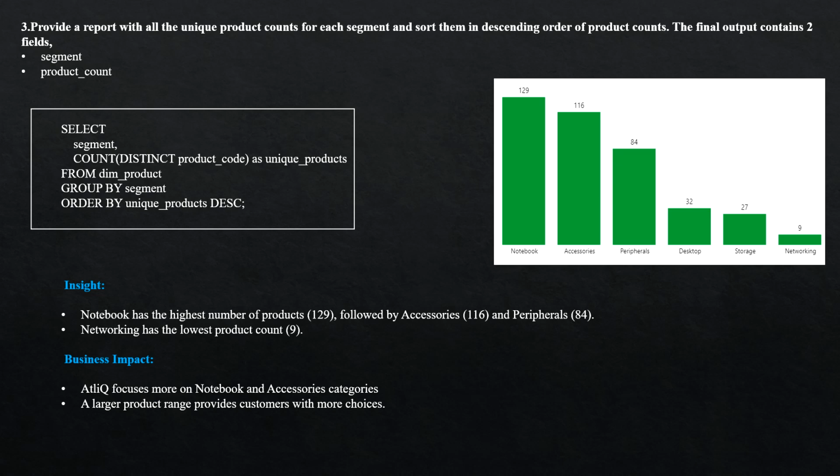Networking has the lowest product count, we can say 9. In the business impact, we can say that AtliQ focuses more on notebook and accessories categories, and a larger product range provides customers with more choices.